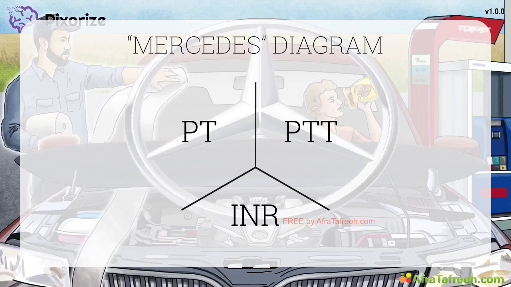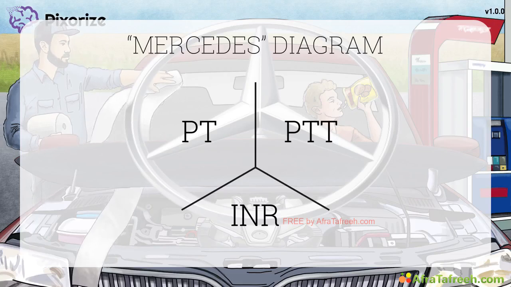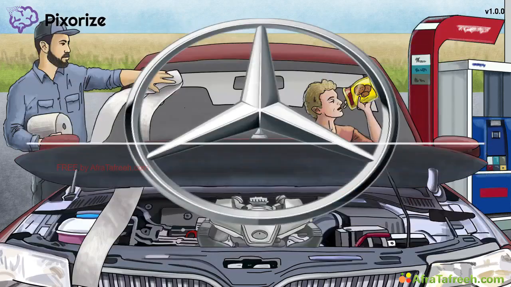PT measures the extrinsic pathway. PTT measures the intrinsic pathway, and INR is a ratio to compare the PT of the patient to the mean PT of a population to check out coagulation time. Think back to this Mercedes diagram and you'll be cruising through your rotations.